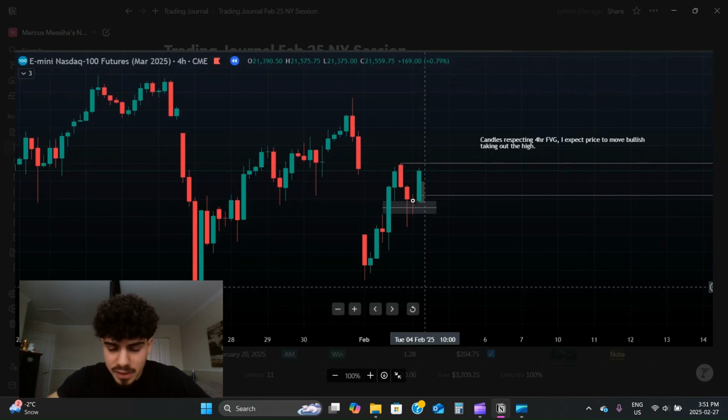So basically, all that to say that we reject off this fair value gap and we start moving towards the upside. So it's obvious, okay, we have a bullish bias, we're moving up, we reject off this fair value gap, we're starting to form a bullish candle, so we're targeting these highs over here, these 4 hour highs.